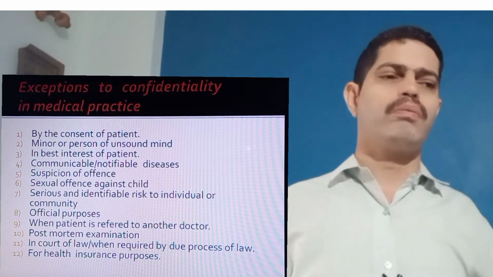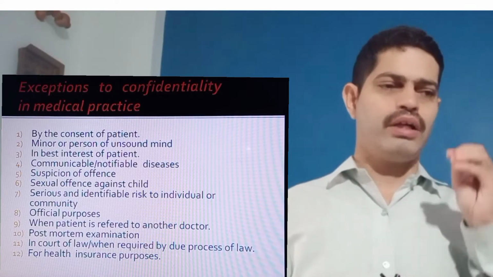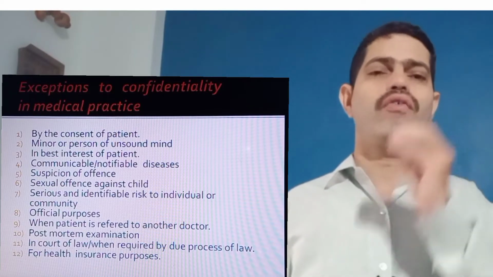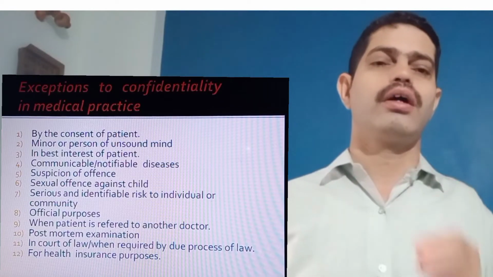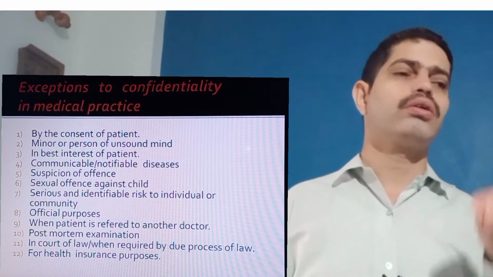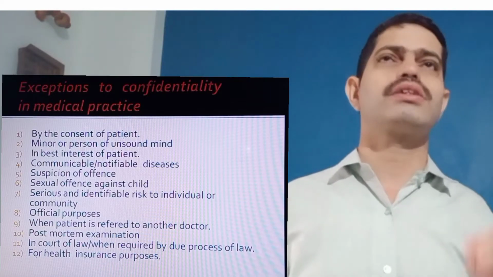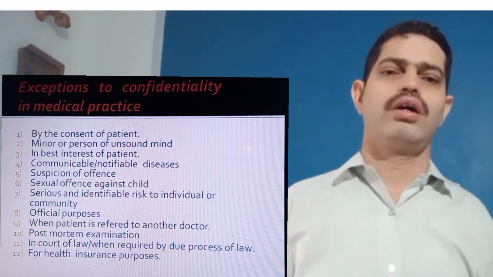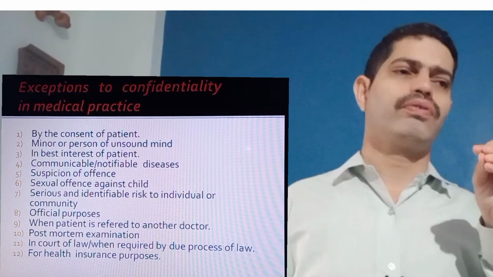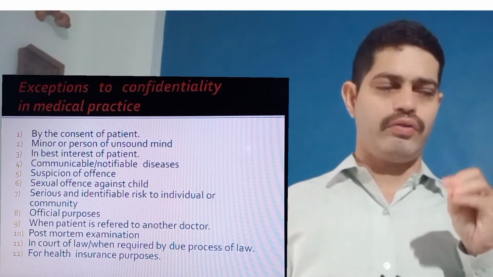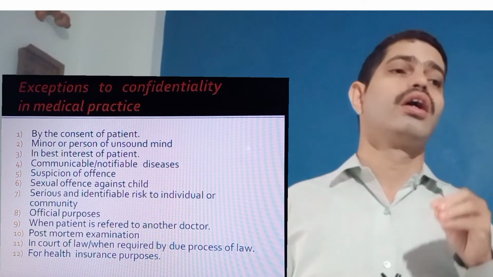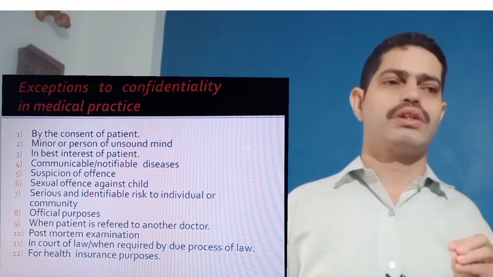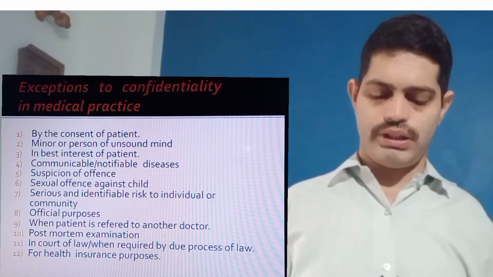Again, under the POCSO Act, when you have a reasonable suspicion that some kind of sexual offence has been committed against a child, it is your duty to inform as early as possible the nearest juvenile police station, or if there is no juvenile police station available in your area, the local police station. If you fail to inform the nearest police station in case of sexual abuse, or when you have suspicion that some kind of sexual offence has been committed against that child, then you may have to face legal consequences.